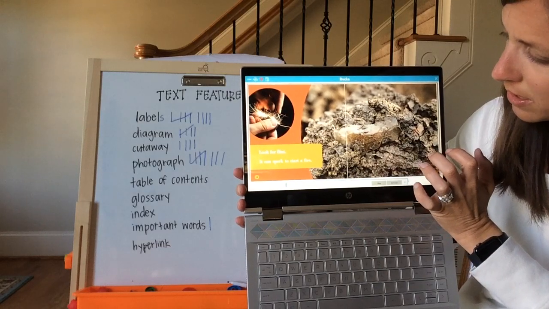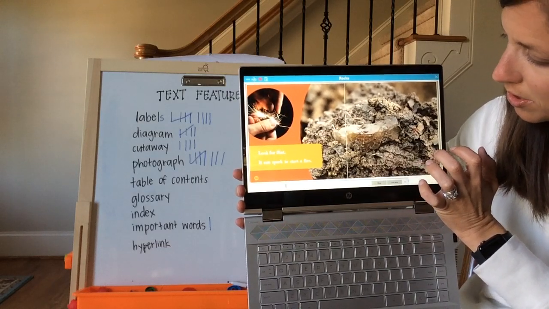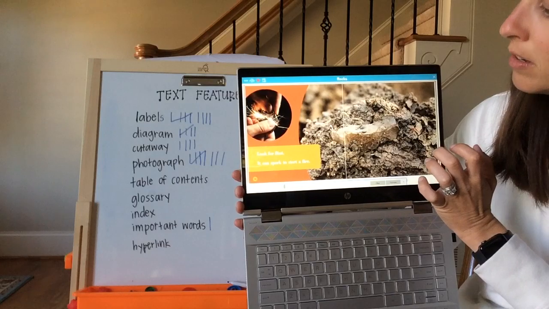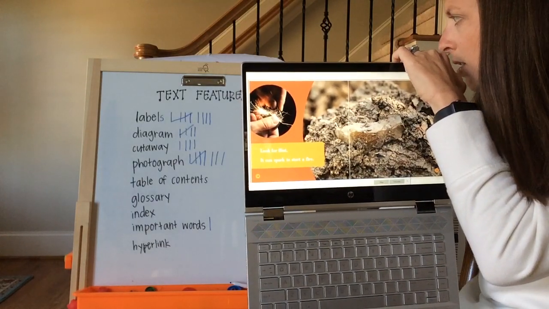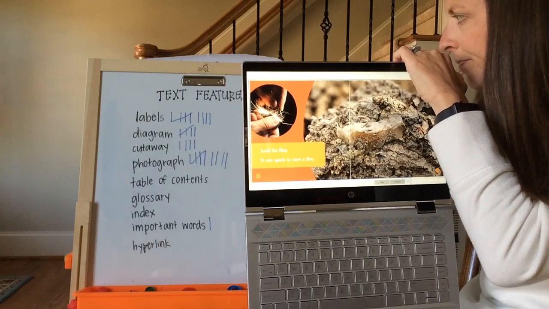Look for flint. It can spark to start a fire. Oh, cool. I see photographs on this page. Let me give it a tally.